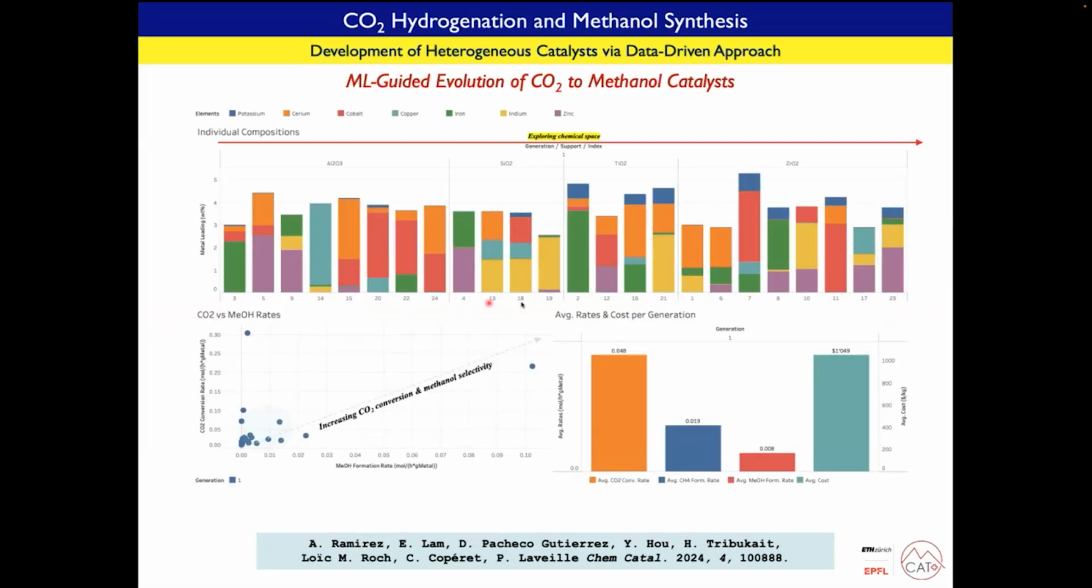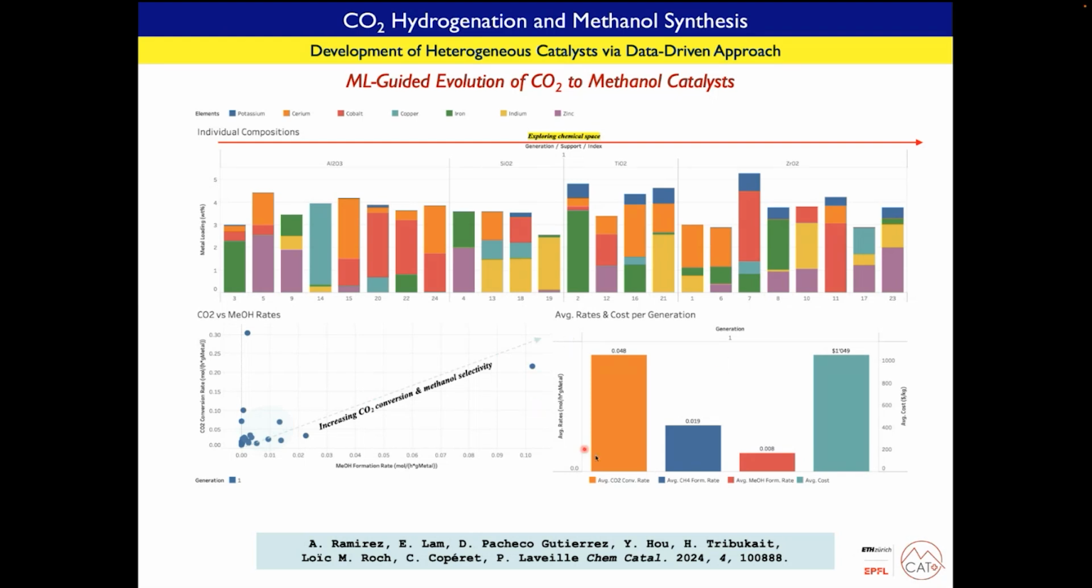After the first generation, you can see that the color represents all possible compositions and supports. And we can see that for the first generation, most of the catalysts do not perform very well, neither in methanol formation rate nor in CO2 conversion. You can see one catalyst which is very good at converting CO2, but is not very selective. And there is one catalyst that looks like it's a bit more selective than the others.